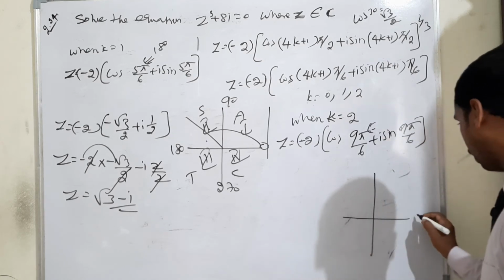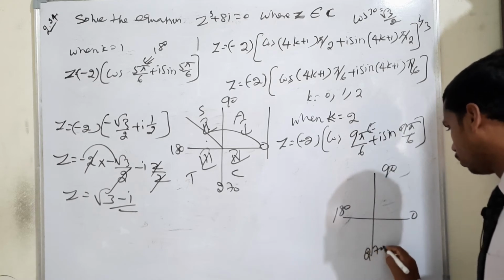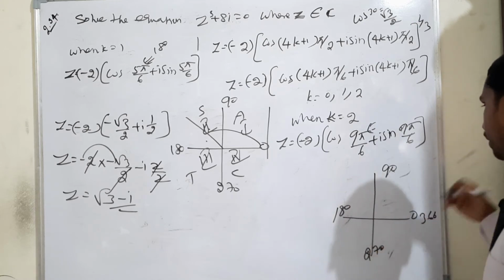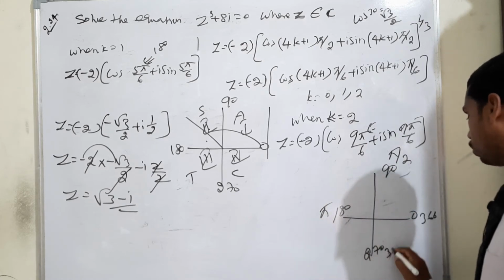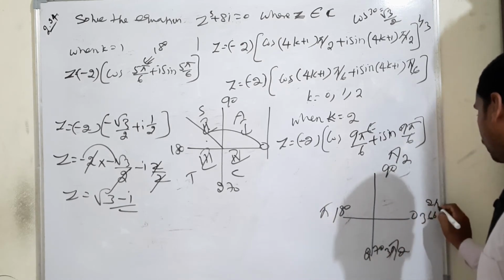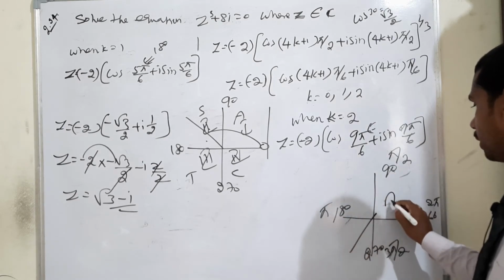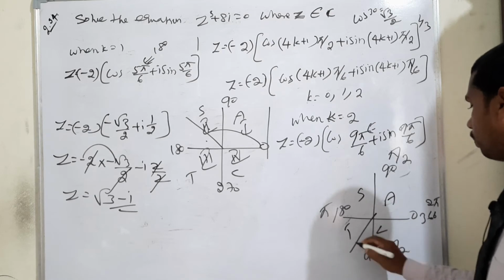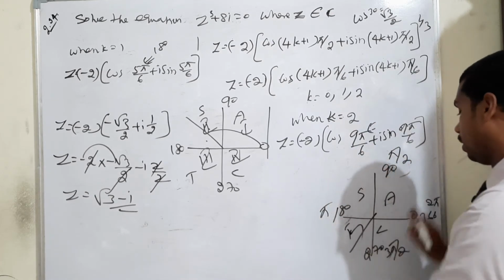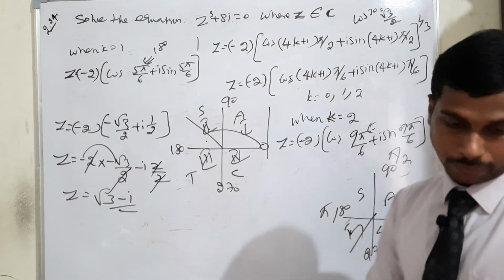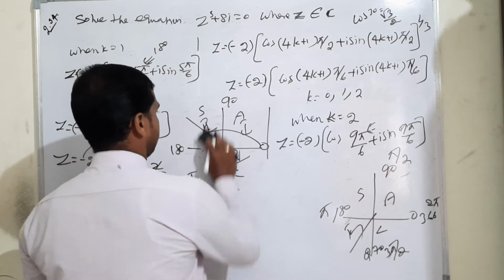If you make the quadrant 0, 90, 180, 270, again 360, 720, it keeps moving on. 90 means pi by 2, 180 means pi, 270 means 3 pi by 2, 360 means 2 pi. It lies on 3 pi by 2, the third quadrant. Third quadrant means all silver, tea, cup: tan only positive. Because 9 pi by 6 means 270, and 270 lies in the third quadrant. So how to replace it? Each and every value's sign will be minus.